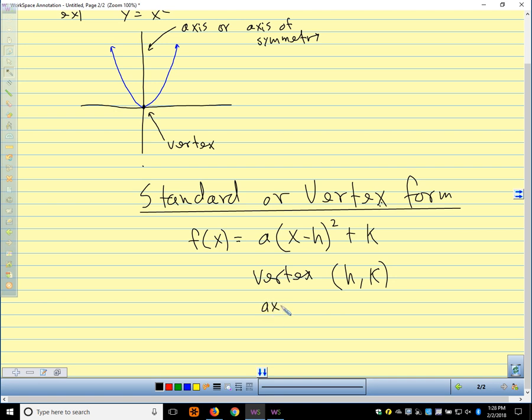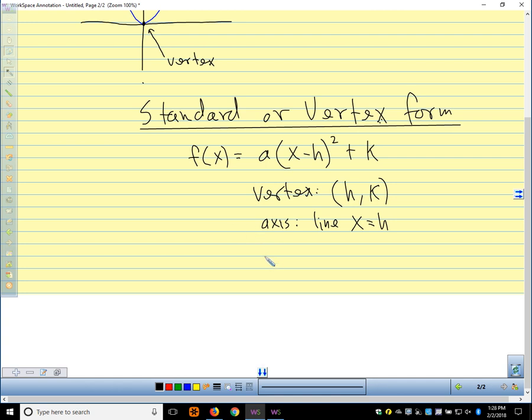The axis is the line x equals h. If a is positive, so the number in front of the x squared is positive, which direction does our parabola open? Up. And if a is negative, our parabola opens down.